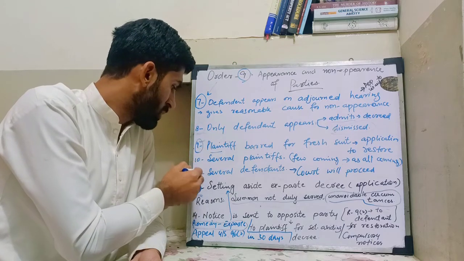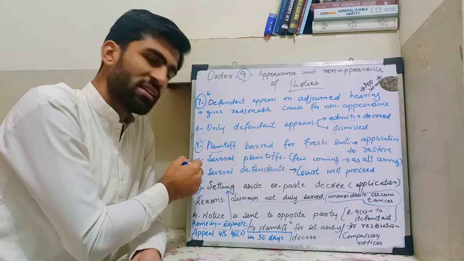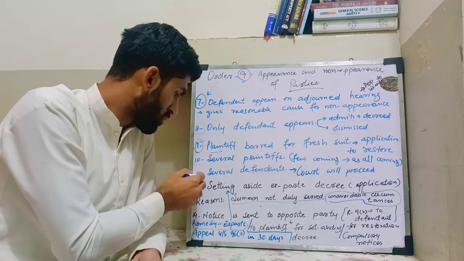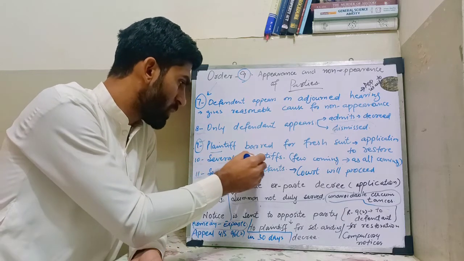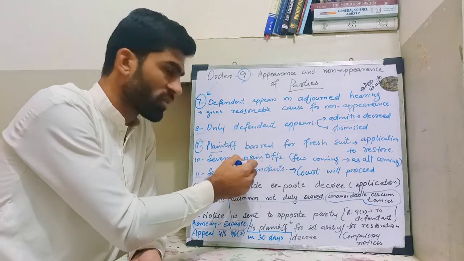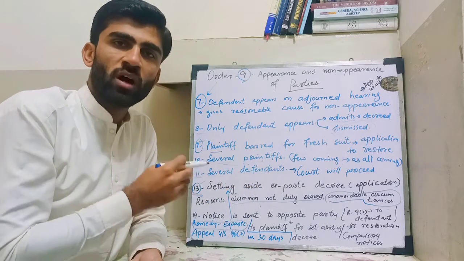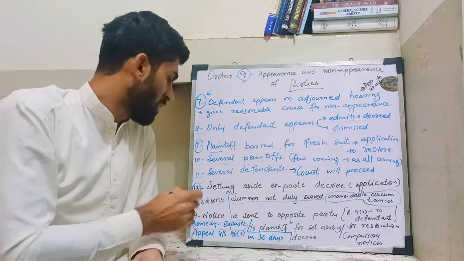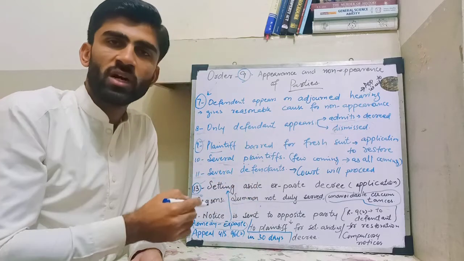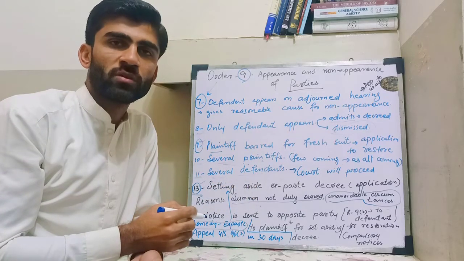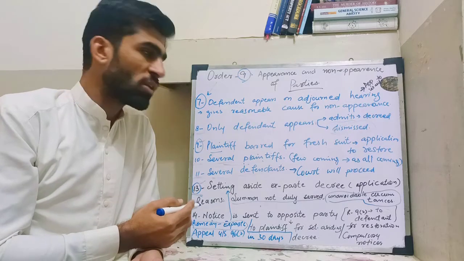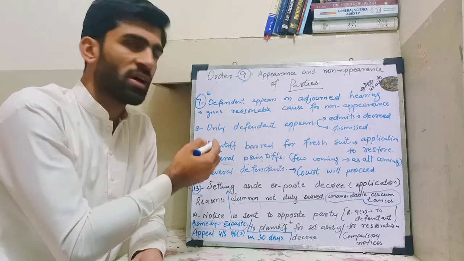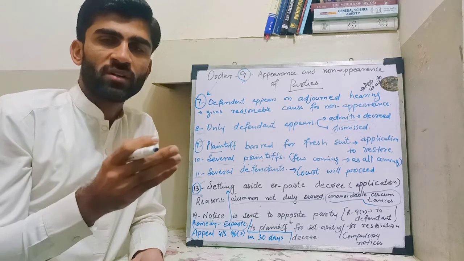Now here, Rule number 10 and 11. In Rule number 10 there are several plaintiffs, but in Rule number 11 there are several defendants. When several plaintiffs are coming, the court will presume that all plaintiffs are coming. When several defendants are coming, the court will not issue the ex parte decree, but will proceed with the proceedings. So this was all about Order 9, appearance and non-appearance.